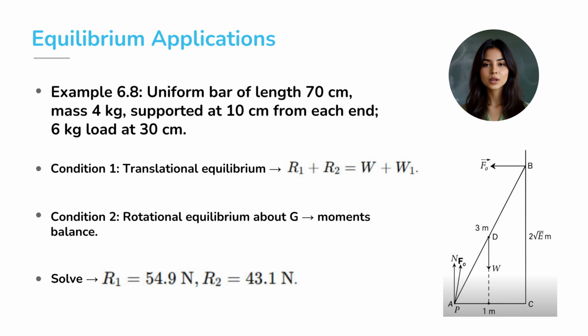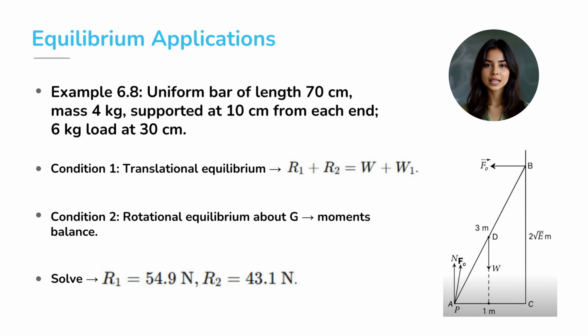Let's solve a couple of examples. First, a uniform bar 70 centimeters long and 4 kilograms in mass is supported at points 10 centimeters from each end. A 6 kilogram load is hung at 30 centimeters. To find the reactions at the supports, we apply 2 conditions: sum of vertical forces equals total weight and sum of moments about one support equals 0. Solving, we find one support carries about 55 newtons and the other about 43 newtons.